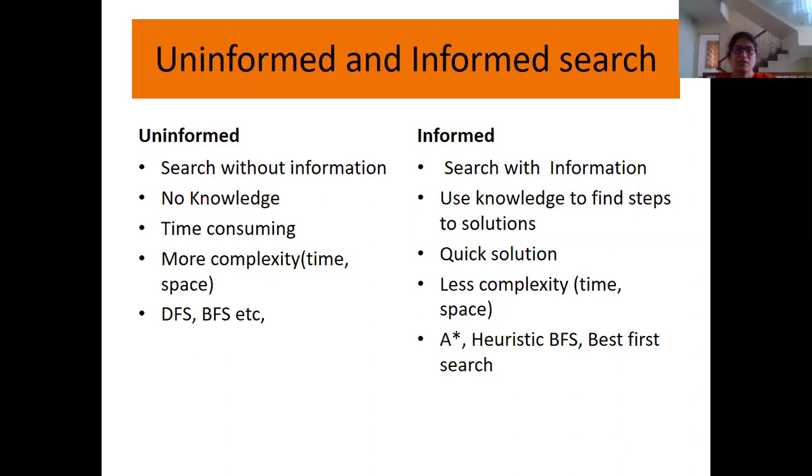Let us take a simple example. You are in a new city and you want to go to some place in that city. If you have some information about this new city, then that information will guide you to reach your destination early. But the only limitation here is you may get an optimal solution or you may not get an optimal solution.